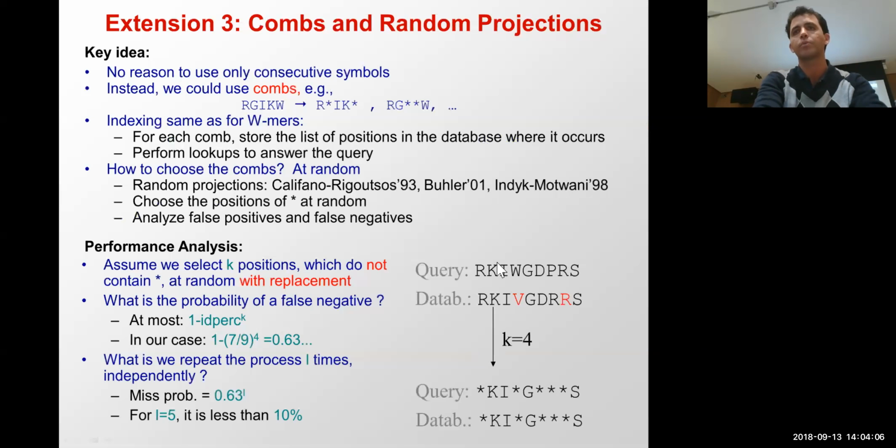My query, for example, could have a mismatch from the database here and there. But if my comb doesn't include those positions, I'm just going to score a hit. So that's the idea: even if I don't have a perfectly contiguous sequence, if I search with combs, I'm just going to be able to, by chance, ignore the mismatches. Okay?